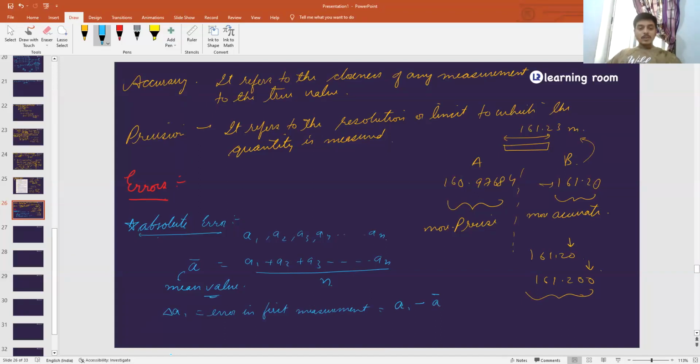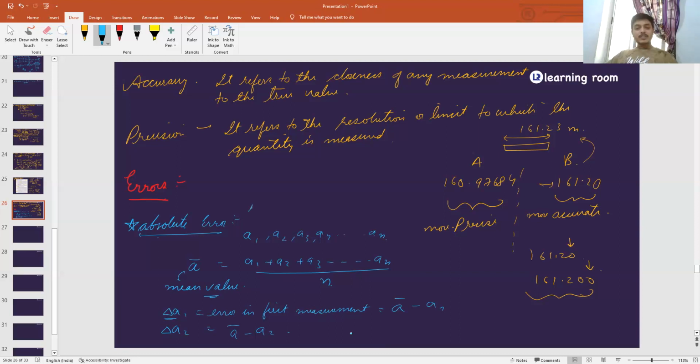Now, this is delta A2, the error in the second measurement, that is A2 minus A bar, or I shall write it like A mean minus A1, A mean minus A2. I may assume anything. This is the error in the second quantity, right? So these are absolute errors. Delta A is absolute error.